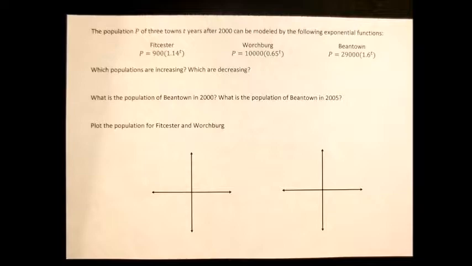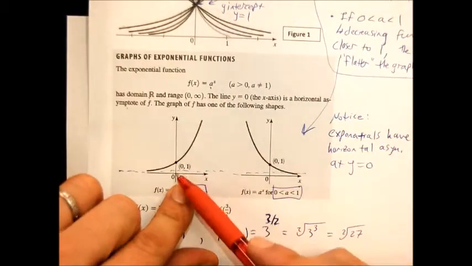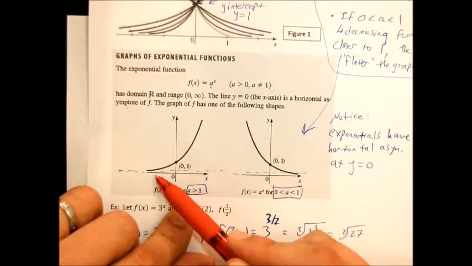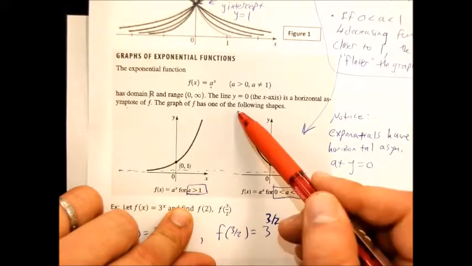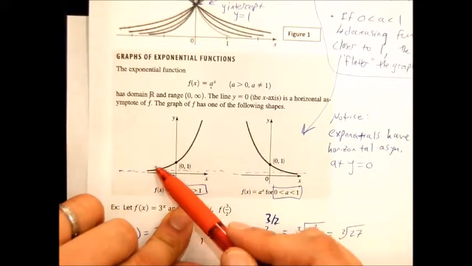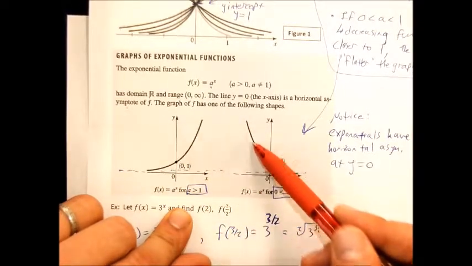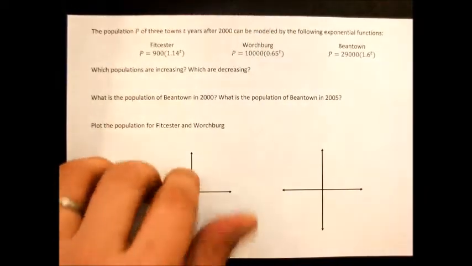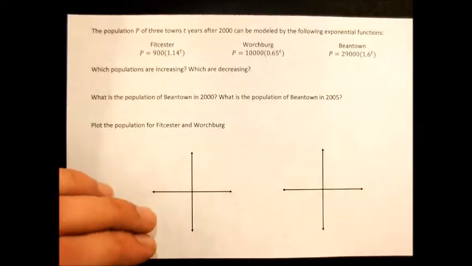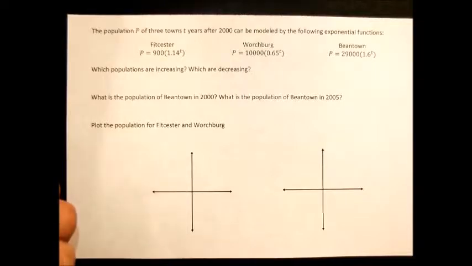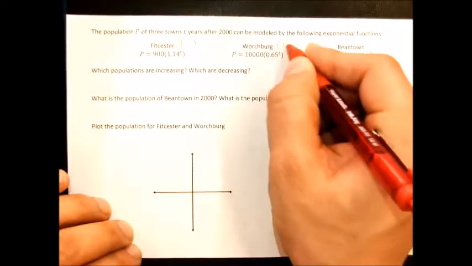So, trying to find that picture from last time. Here it is. We had this picture last time that said if the function has a base bigger than 1, it goes up. And if the function has a base that's a fraction between 0 and 1, it goes down. And so an increasing population would look like the left-hand one, right? That's a thing that's going up. And a decreasing population would look like the right one. And so when we look at these 3 problems, we look at the A's and think about which ones are bigger than 1. I'm just going to note this by their first letters, F, W, and B.